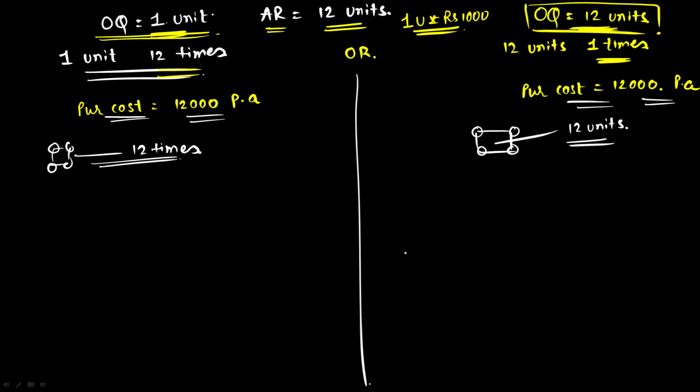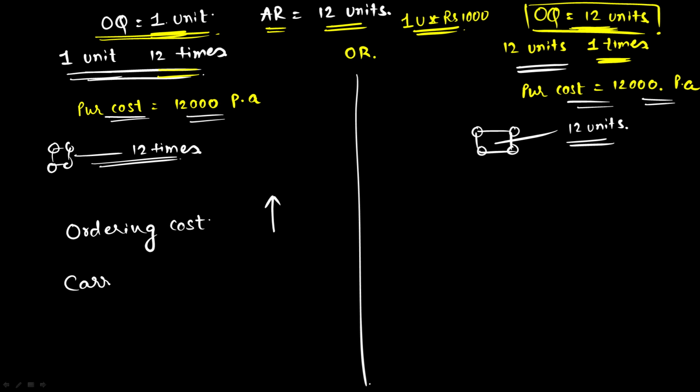Can I write down this chart? If I purchase 1 unit at a time, my ordering cost, what is ordering cost? Transportation cost, loading, unloading cost, will be higher as compared to this option, right?